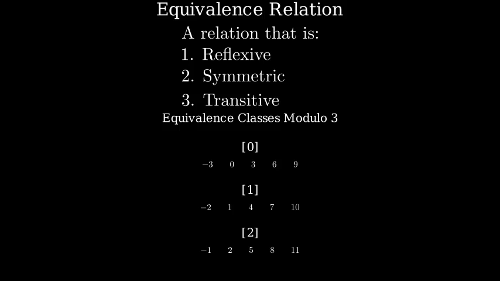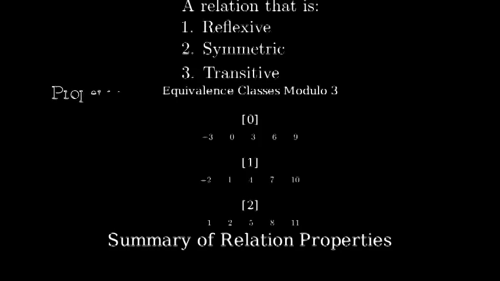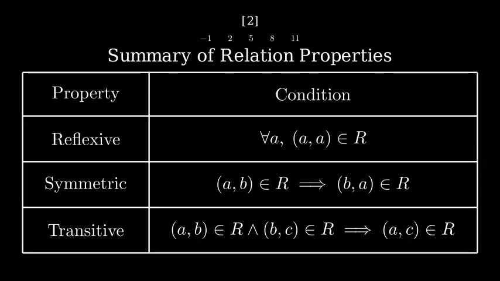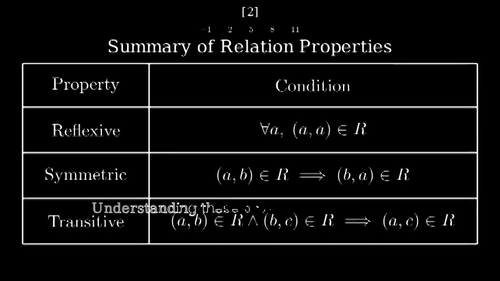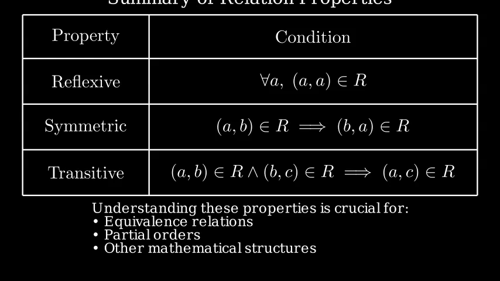Let's summarize the properties we've learned about relations. A relation is reflexive if every element is related to itself. A relation is symmetric if when a is related to b, then b is related to a. And a relation is transitive if when a is related to b and b is related to c, then a is related to c. Understanding these properties is crucial for further study of equivalence relations, partial orders, and other important mathematical structures in discrete mathematics.